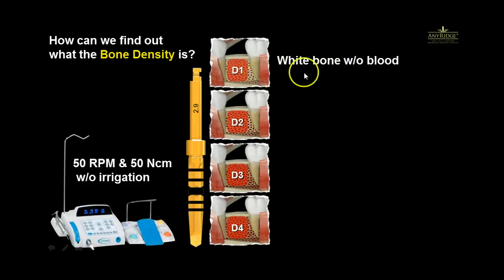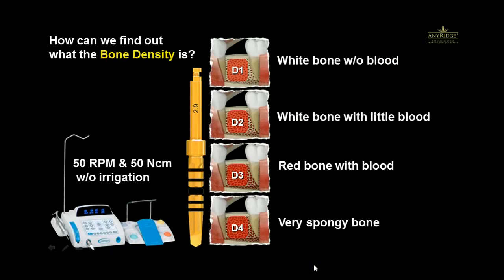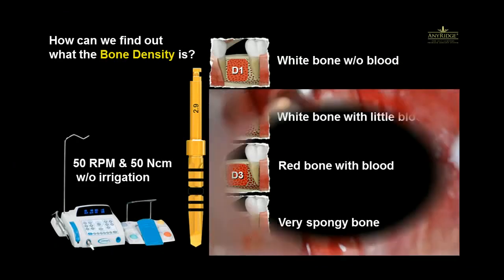Now, D1 bone is going to be white bone without blood. D2 bone is going to be white bone with little blood. D3 bone is going to be red bone with blood. And D4 bone is going to be very spongy bone with blood, okay?